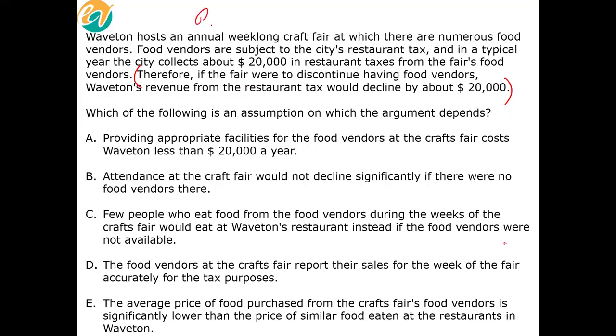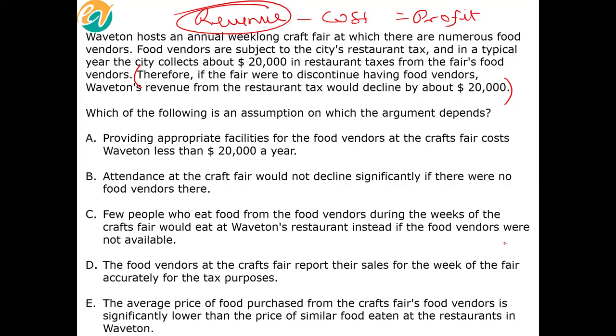Again, as we discussed in a previous class, revenue minus cost is equal to profit, right? So what is the scope of this argument? Is it revenue, is it cost, or is it profit? It's the revenue of the government.